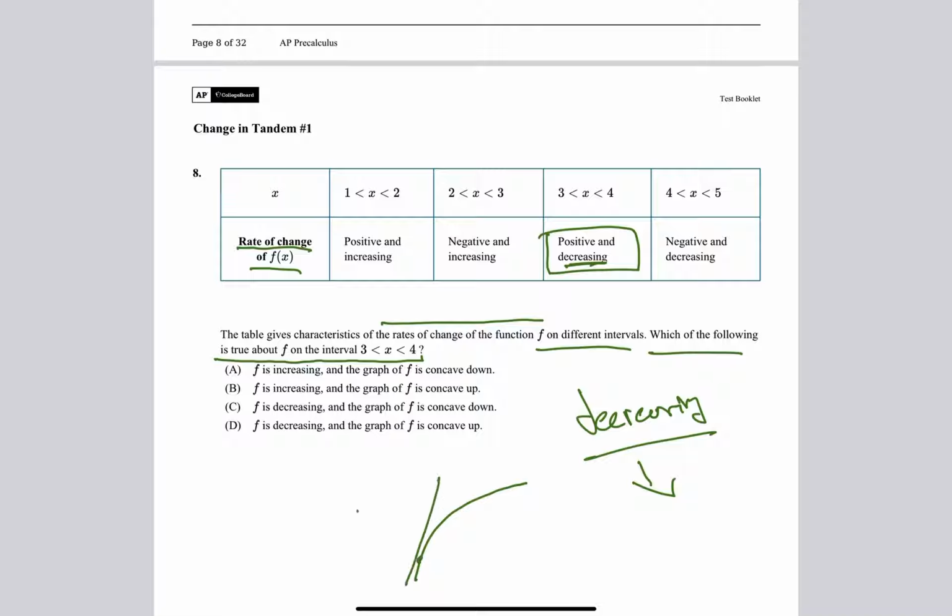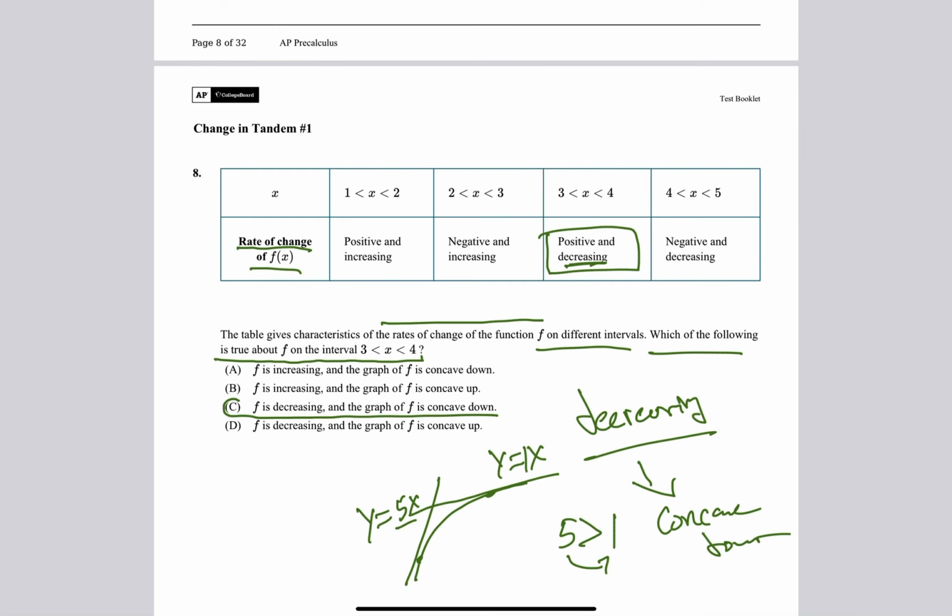Like this would be y equal to, let's say 5x, and then this one equals y equal to x. Well, this is 1 and this is 5. 5 is definitely greater than 1. As we move on, it's decreasing. So f is definitely concave down and is decreasing. So f is decreasing and concave down. So it's option C.